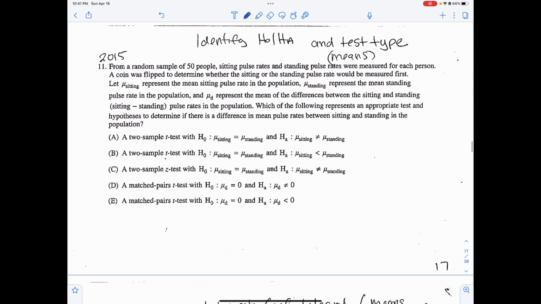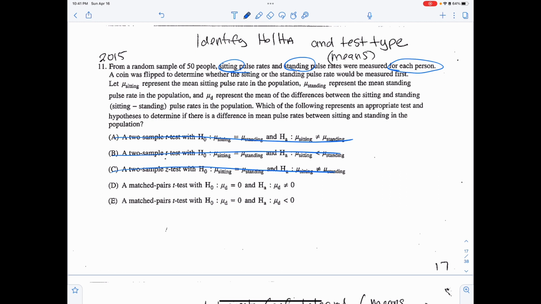Okay, so the next one here. The first thing I'm going to do is recognize what this is. From a random sample of 50 people, sitting pulse rates and standing pulse rates were measured from each person. So when I'm seeing sitting and standing from each person, immediately I'm saying it is definitely going to be paired. I'm noticing I have two treatments on one person, so I know it's going to be paired.